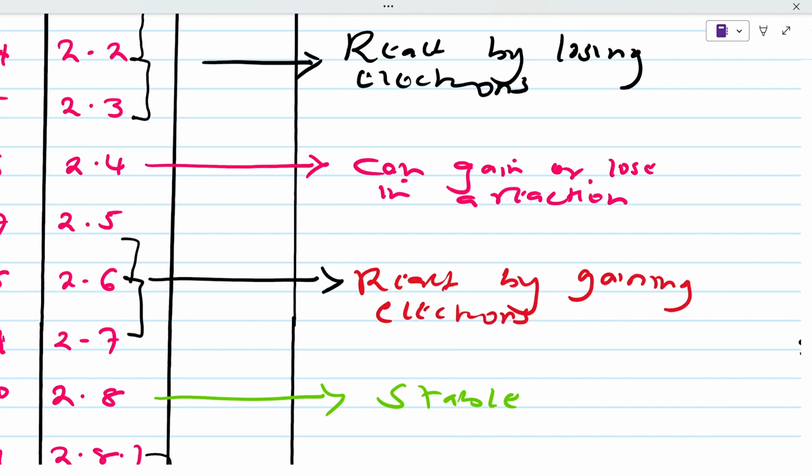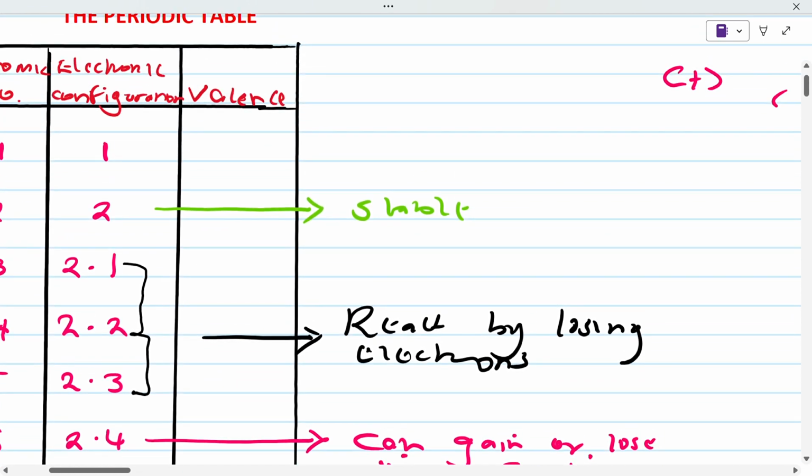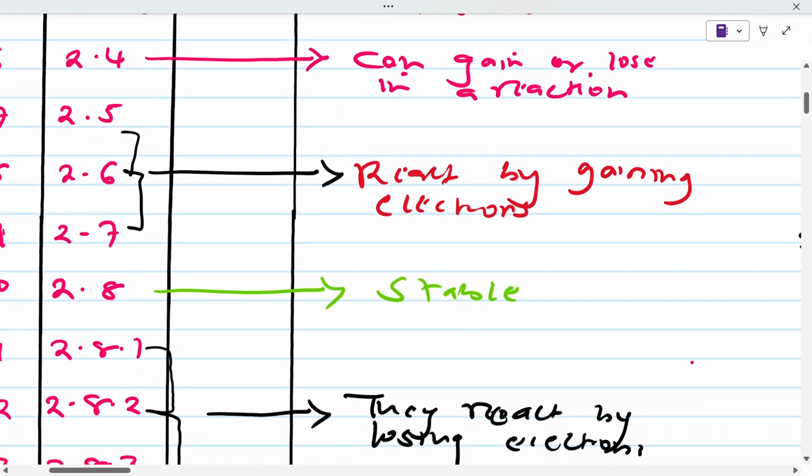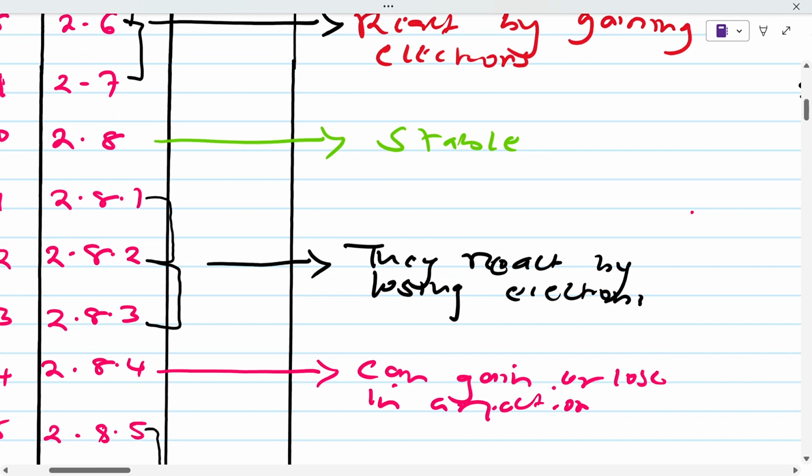Now, the next thing that I want to say: any element that reacts by losing electrons is a metal. So go back to your analysis. This one is a metal. That group, the 2:1, 2:2, 2:3. Any that reacts by losing, 2:8:1, 2:8:2, 2:8:3, they are also metals.